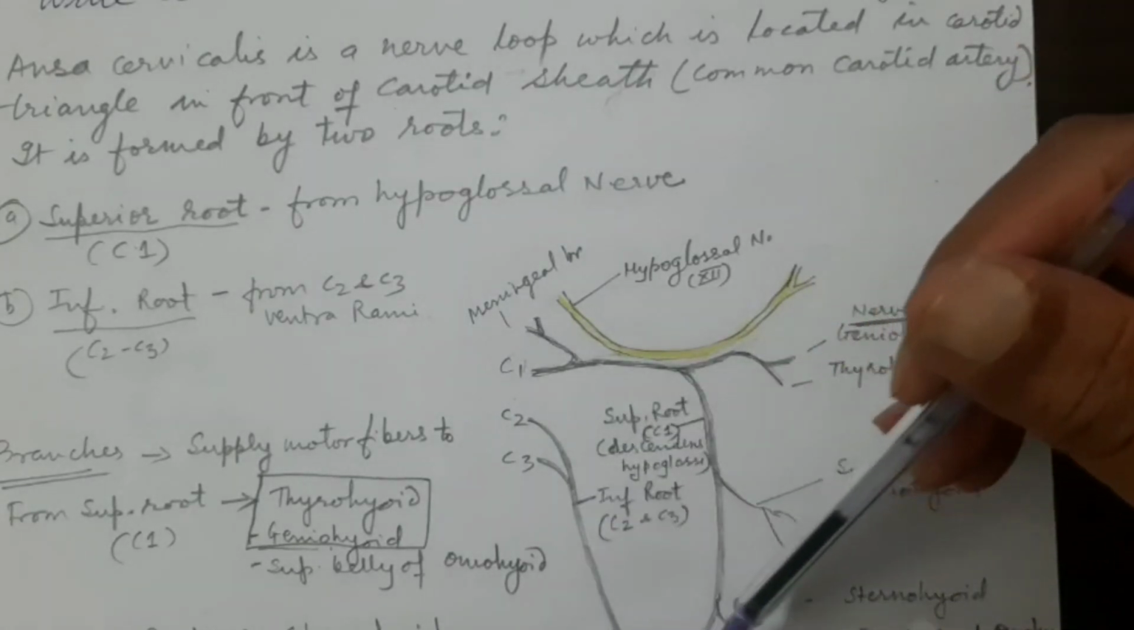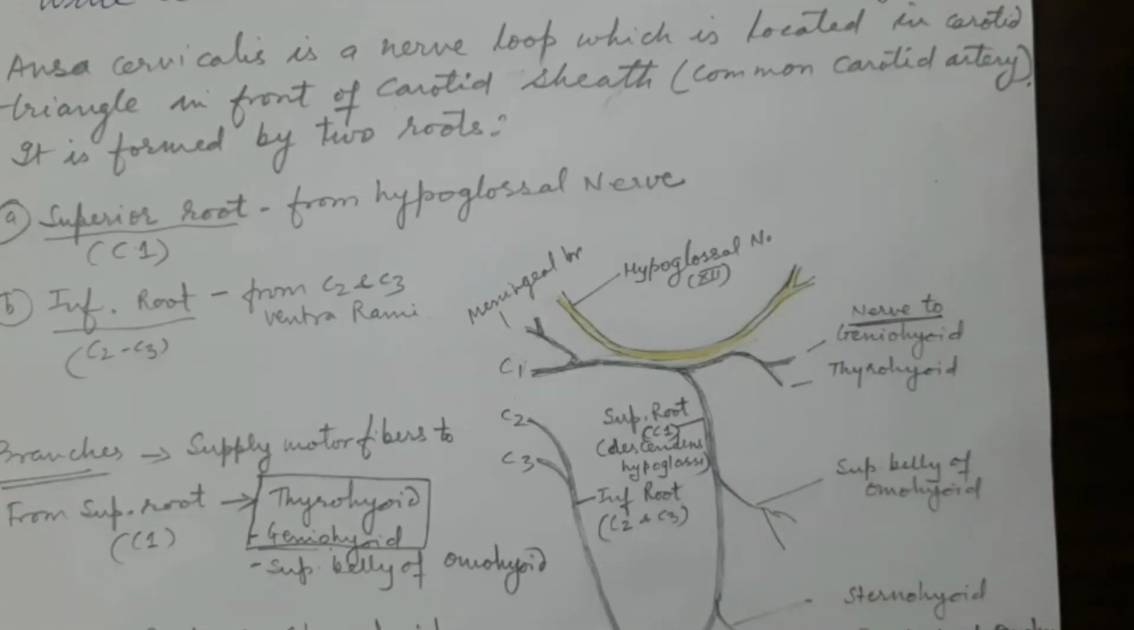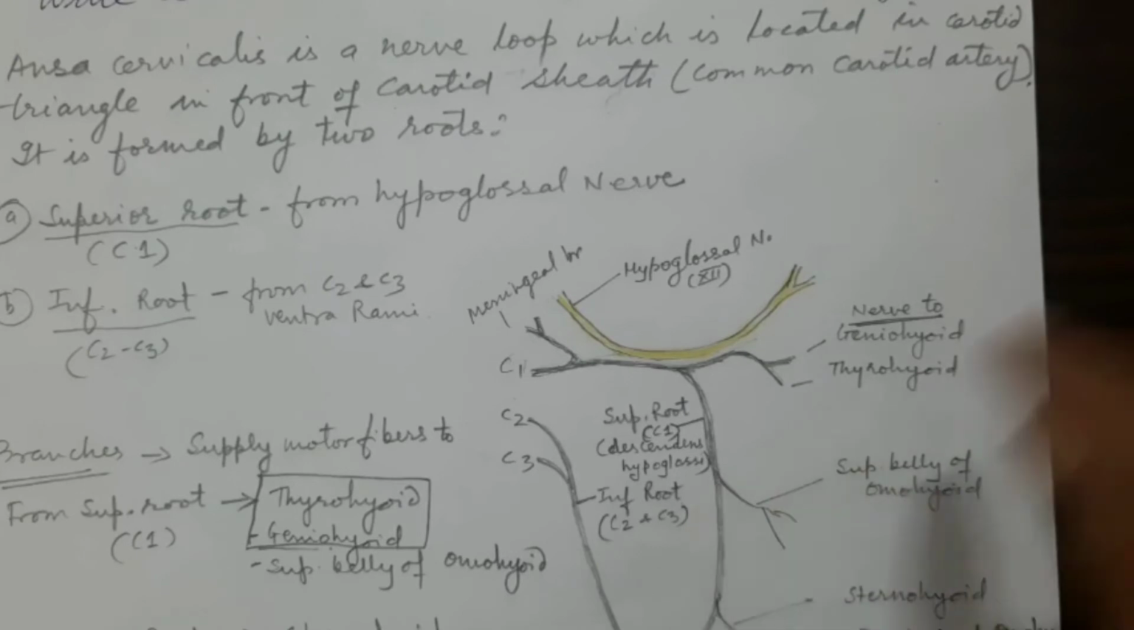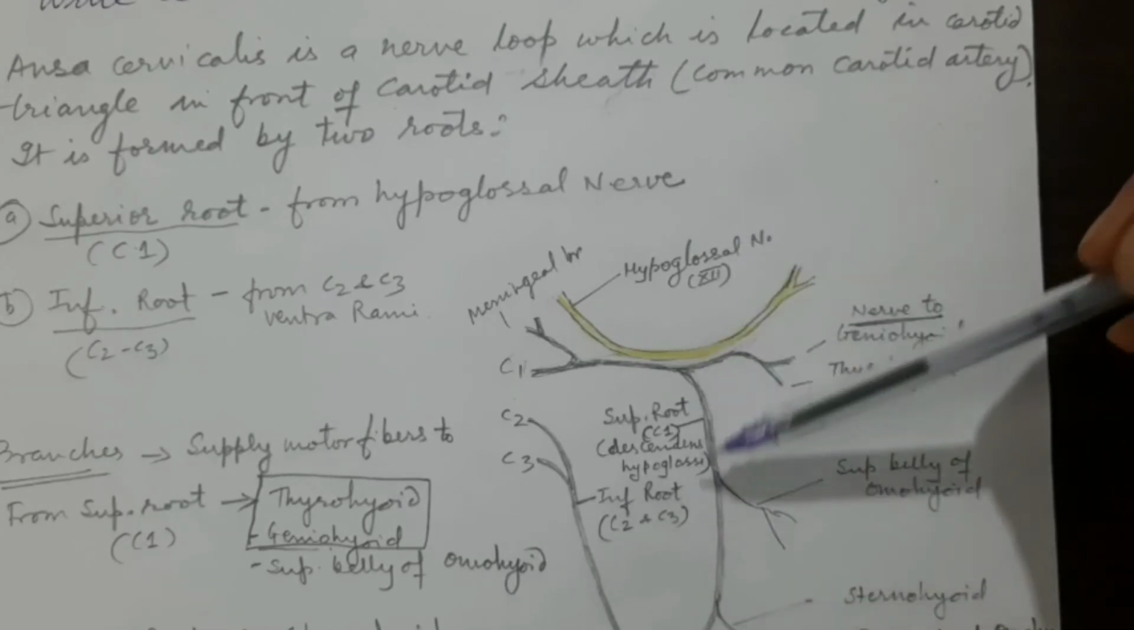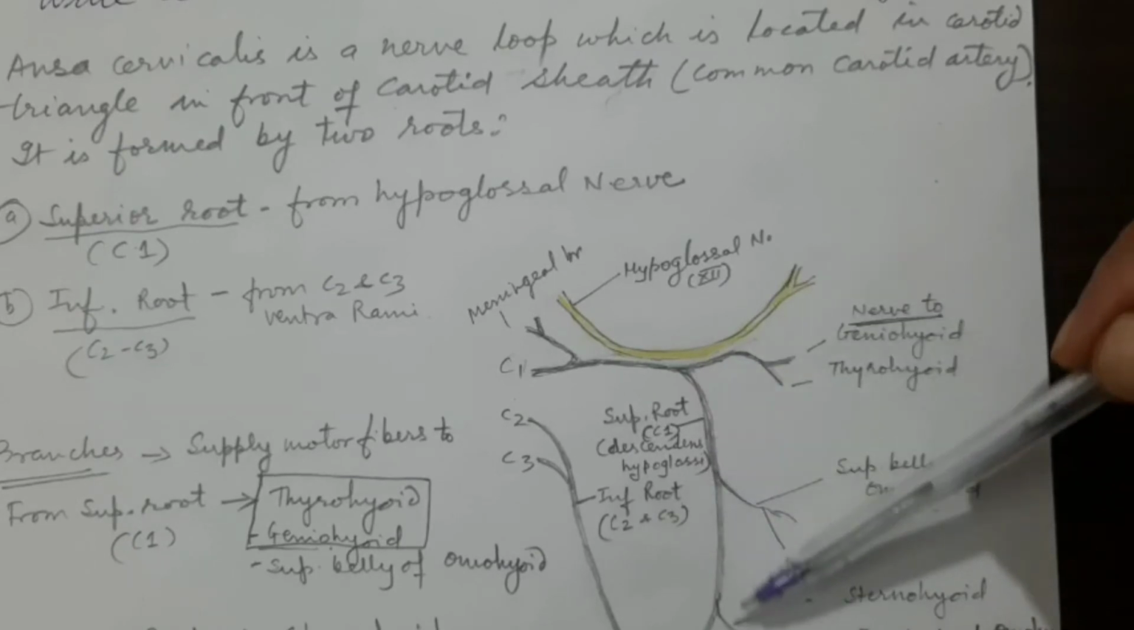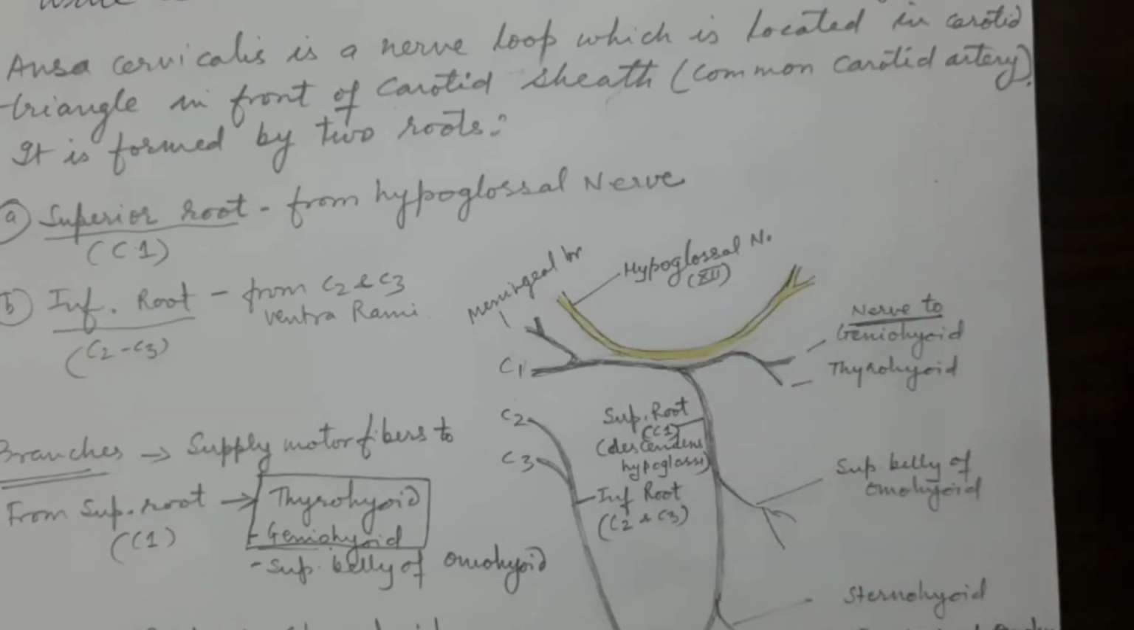Then it forms a loop, and this loop lies on the carotid sheath. The superior root runs on the surface of the carotid sheath, at the level of the common carotid artery. That means just deep to this part where the superior root is, deep inside the carotid sheath lies the common carotid artery. So one can say that this superior root lies superficial to the common carotid artery, which is within the carotid sheath.